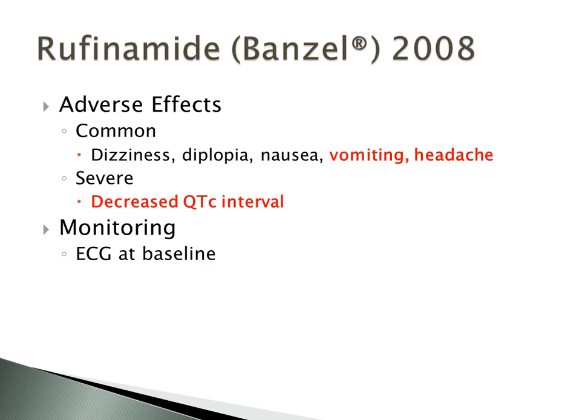Adverse effects. As we look at the common adverse effects, again, fairly short list here: dizziness, diplopia, and nausea and vomiting are the most common things we see. That is mitigated by giving the medication with food, which we should be doing anyway, and also following a slower titration. The GI seems to adjust to a slower titration, and patients have less vomiting. Severe side effect, it can decrease the QTc interval. So unlike many meds where we're thinking about prolonging QT, rufinamide can decrease QT. So you should get an ECG at baseline.